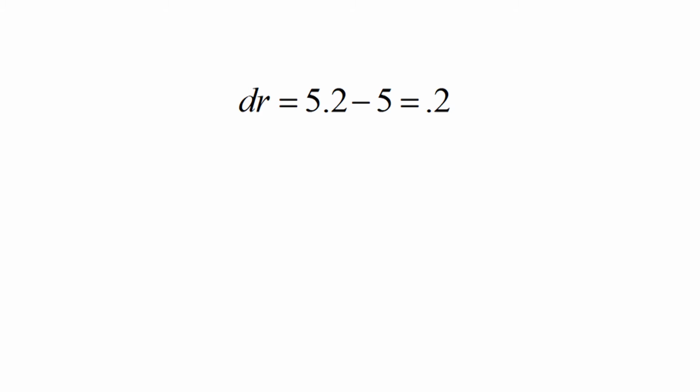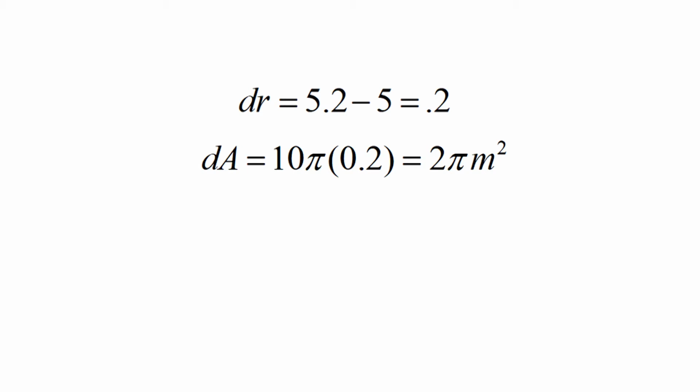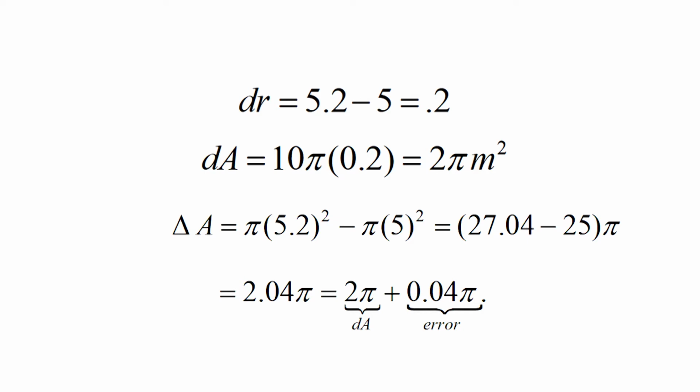Thus, the estimated increase in area is dA is equal to 10 pi times 0.2, which is equal to 2 pi meters square. The true change in area is delta A is equal to pi times 5.2 square minus pi times 5 square, which is equal to 27.04 minus 25 times pi, which is equal to 2.04 times pi, which is equal to 2 pi, which is dA, plus 0.04 pi, which is the error. Hence, the absolute error is 0.04 pi.